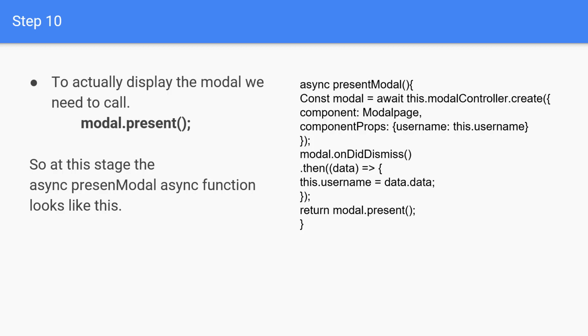To actually display the modal, we need to call modal.present. So at this stage, if we have a look at the async presentModal function, it would look like this. We have our async presentModal. We will await the modal controller while it creates. We want the component that this modal controller opens to be our modal page, and we're going to be passing through our username. When it dismisses, we're going to grab the data value of whatever is returned, and save that to our username, and we will present our modal.